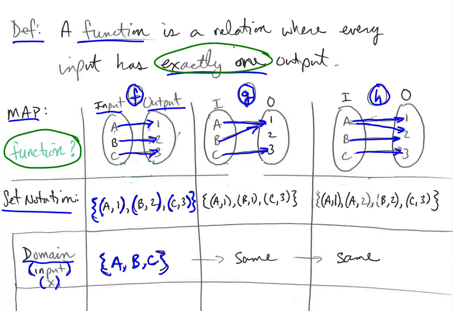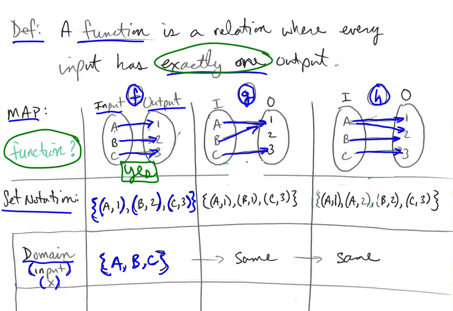If you consider the F relation, the first one, every input does have exactly one output. A, B, and C go to 1, 2, and 3 separately. Which means, yes, this fits the definition of a function. We could say that that first relation is a function. And notice you could even determine the same thing by looking at the set notation, because there are three distinct elements in it, A, 1, B, 2, C, 3. Again, matching up the arrows. Let's go on to the second map.